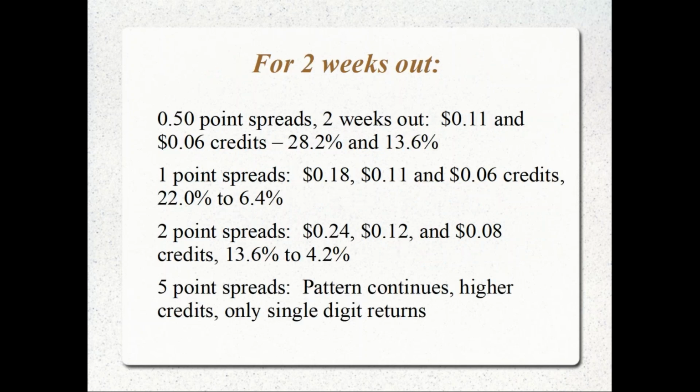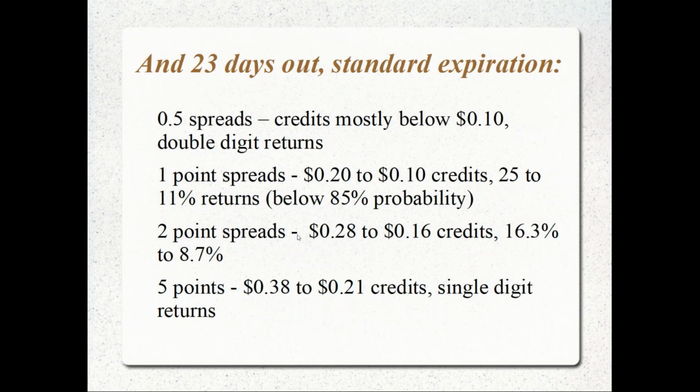We would see the same thing if we went 2 weeks out in time. We still get reasonable returns for 50-point spreads, but we're talking about 6-cent net credits. Still a double-digit return. We get almost double or 30% higher credits with using a wider spread, the 1-point spread, but the return's lower, and so on. And of course, at 23 days out, we can get higher net credits on all 3 cycles, 50 cents, 1-point spreads, and 2-point spreads. And even the 5-point spreads give us a much wider net credit, but you'll only see single-digit returns with the same probability or the same delta on your short option.